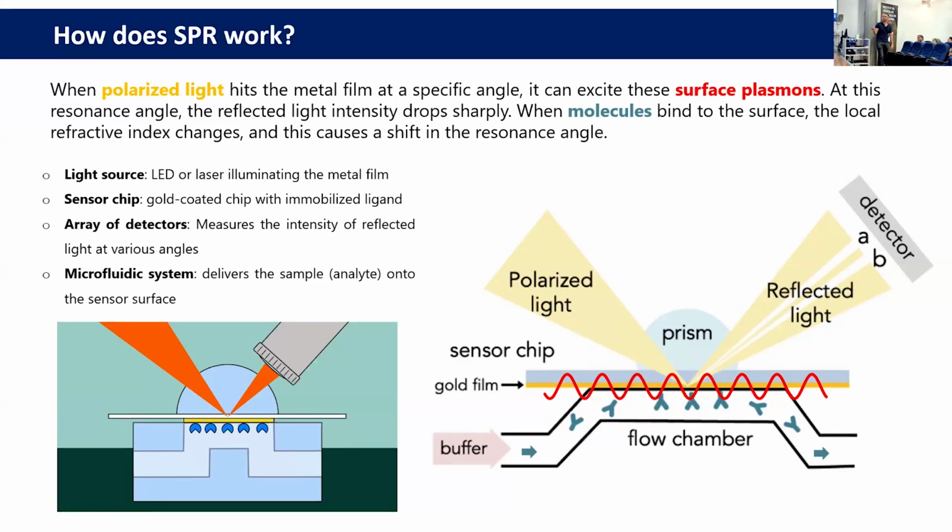Okay, so in here we have a small video. Okay, so we have our ligand attached to the gold, and as the other molecules bind, the angle of the refracted light, in which we don't have reflection, changes. Okay, as they unbind, the angle goes back. So it's a reversible process also.